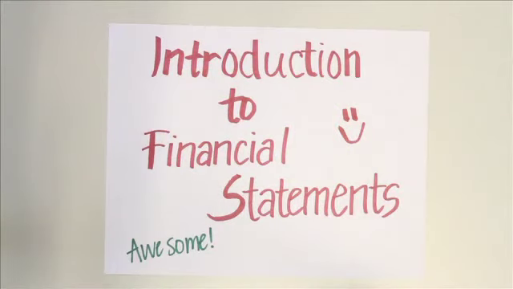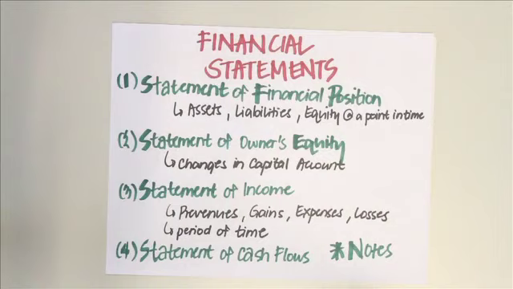Hi guys, today we're going to be talking about financial statements. First thing you need to know is that a complete set of financial statements is composed of the statement of financial position, the statement of owner's equity or the statement of changes in owner's equity, the income statement, and the statement of cash flows. Notes are also included to provide additional information about the four basic financial statements.